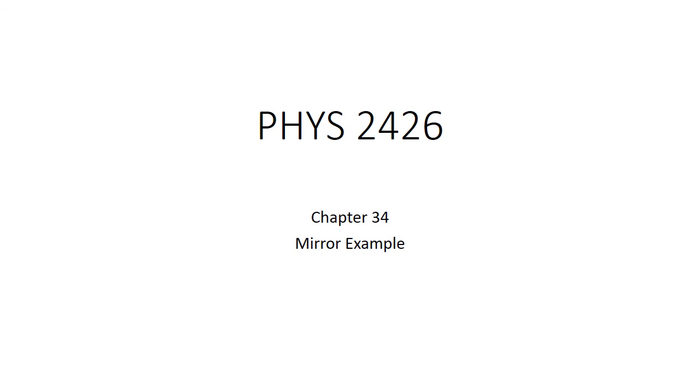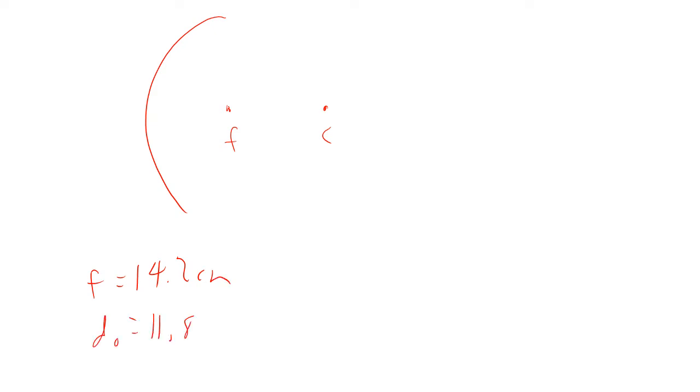So let's do another mirror example. Imagine we got a mirror, once again, and center of curvature is right there. Focal length is right there, okay? And so focal length is going to be equal to 14.2 centimeters. And now I'm going to put the object at 11.8 centimeters.